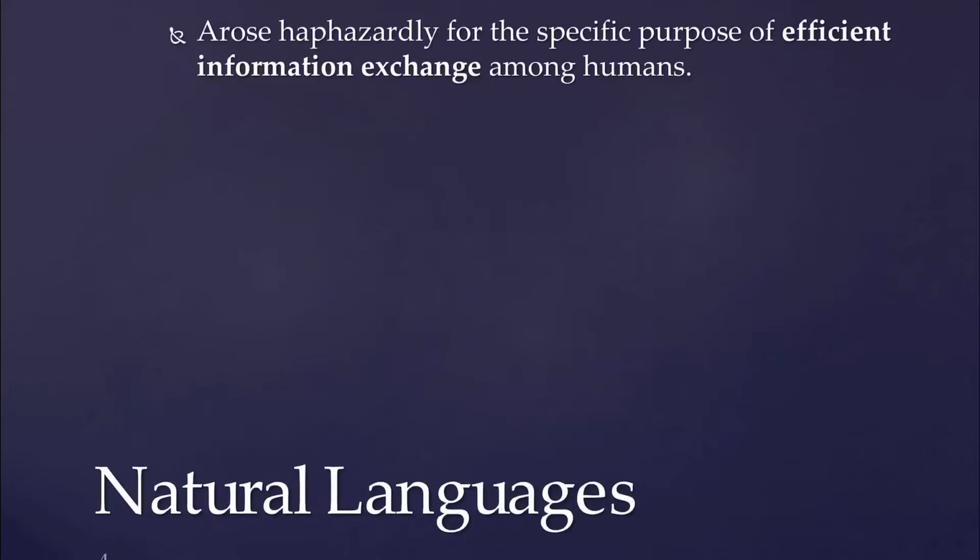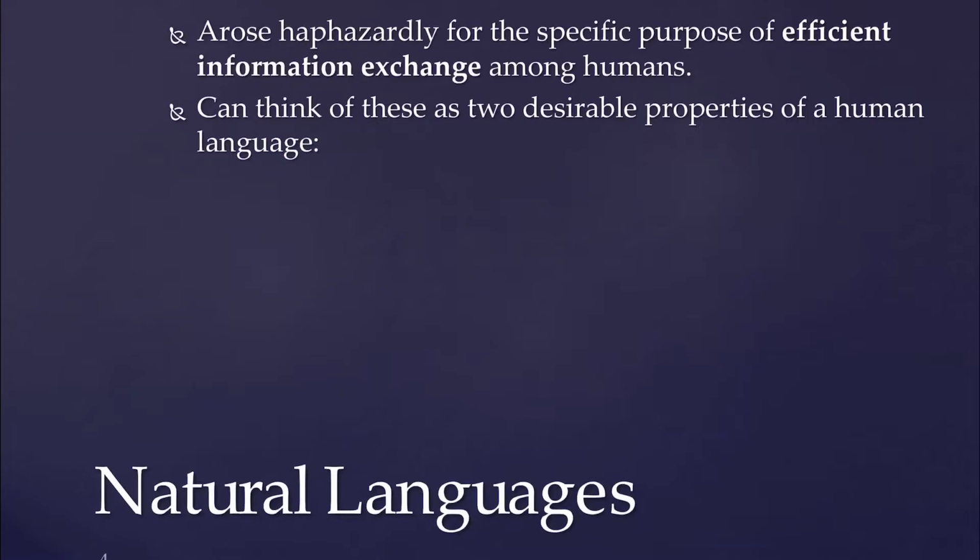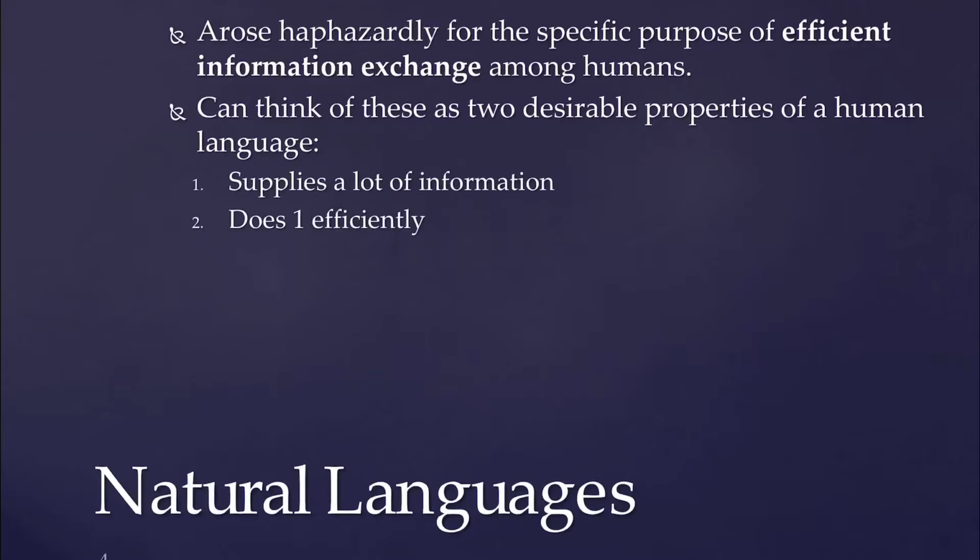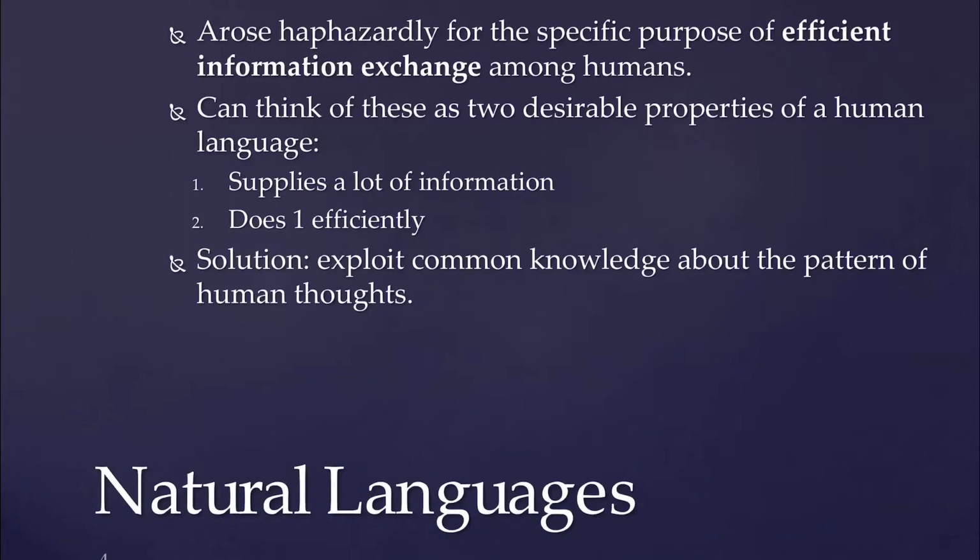Natural languages arose haphazardly for the specific purpose of efficient information exchange among humans. So, in effect, these natural languages were crafted to achieve two desirable goals that humans wanted. They wanted to communicate a lot of information, and they wanted to do this as efficiently as possible. So how do they do this? Well, natural languages do this by exploiting common knowledge about the pattern of human thoughts.